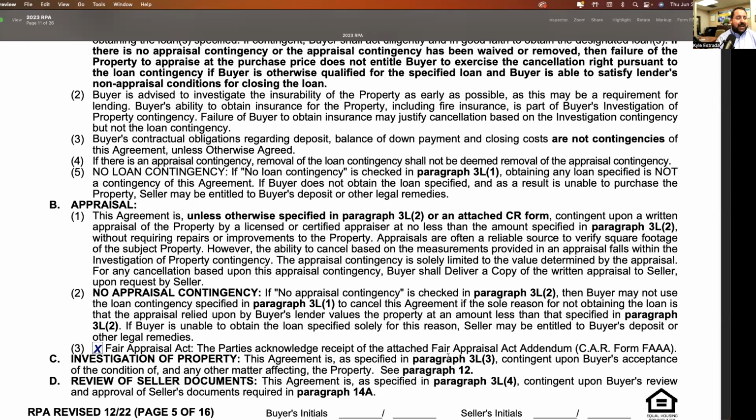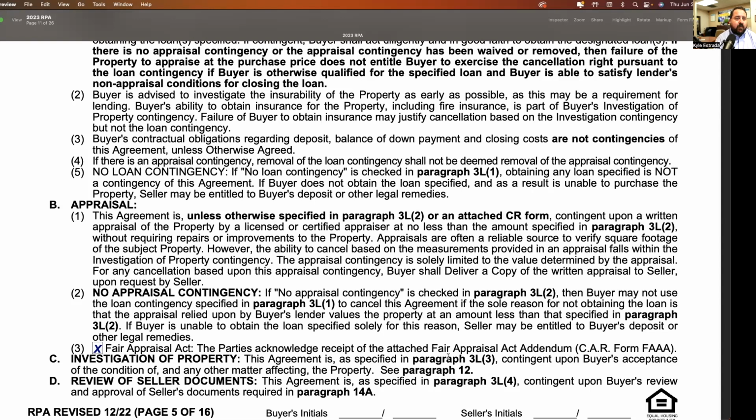Appraisal. This agreement, unless otherwise specified in paragraph 3L2 or on an attached CR form, right? So 3L2 and 3L1 have specific places to mark no loan contingency, no appraisal contingency. But you could also attach a CR and say we're removing all contingencies. Contingent upon a written appraisal of the property by a licensed or certified appraiser at no less than the amount specified in paragraph 3L2. Default is the purchase price unless you put something different. Without requiring repairs or improvements to the property.